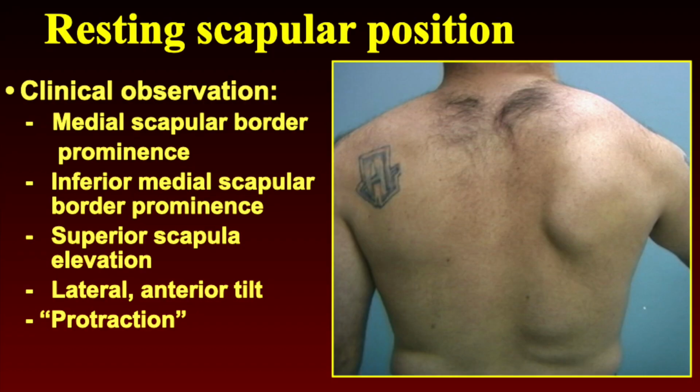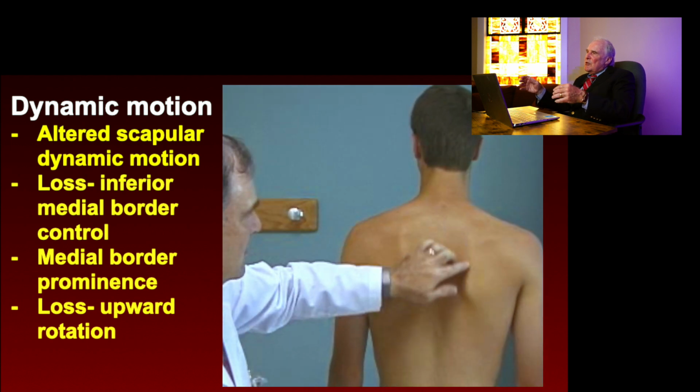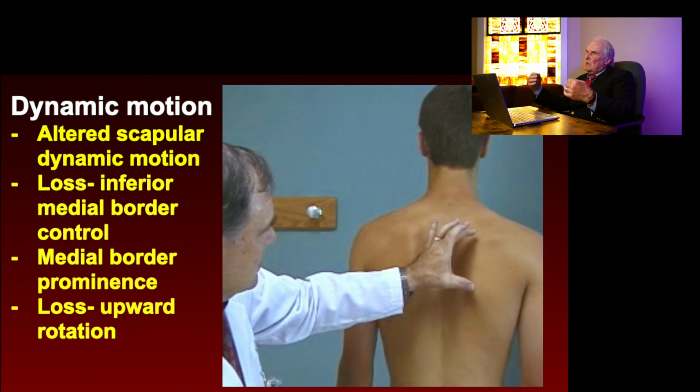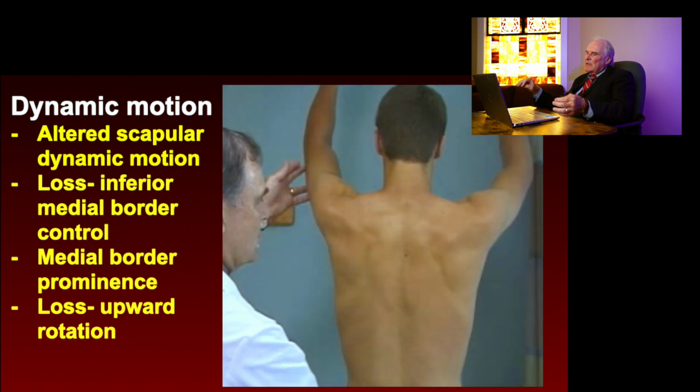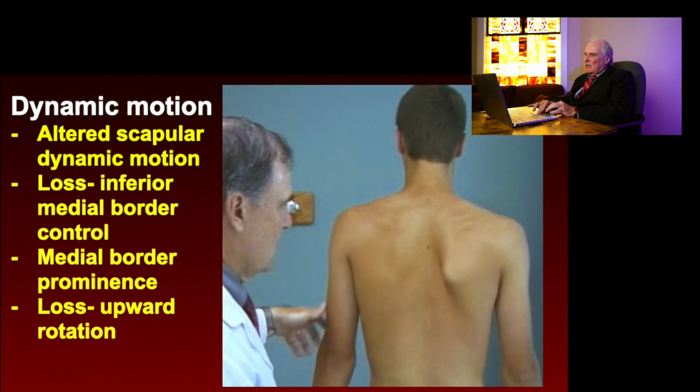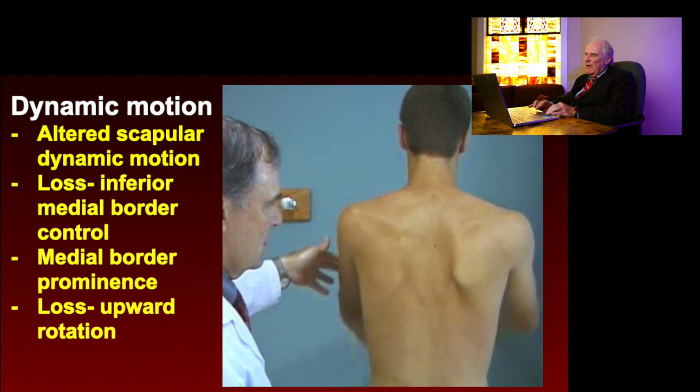This is the picture of what we normally see as resting scapular position. You can obviously see that on clinical examination with the ability to see the back: the medial scapular border prominence, frequently inferior medial border prominence and superior scapular elevation. So the scapula kind of laterally tilts into what we call protraction. Now in dynamic motion, you can see this even better. You will see altered scapular motion with loss of inferior medial border control, with medial border prominence, and loss of upward rotation.